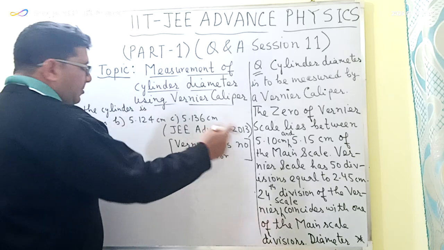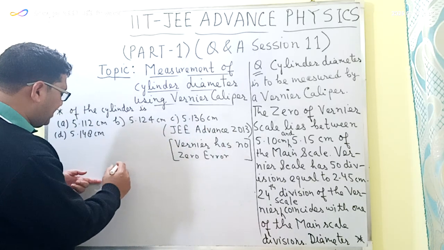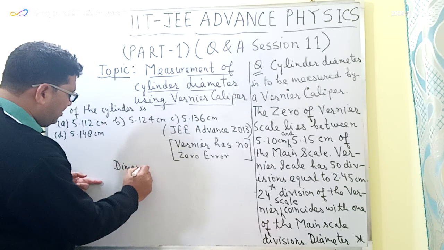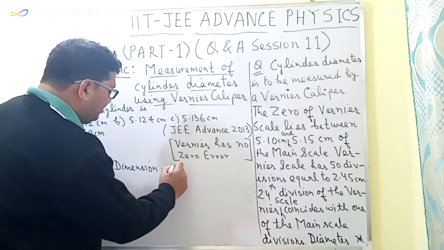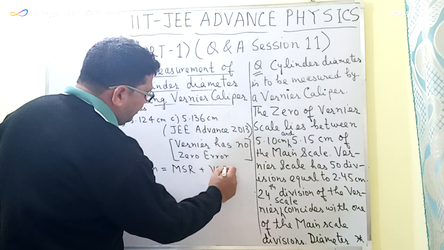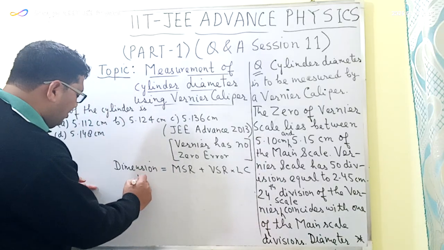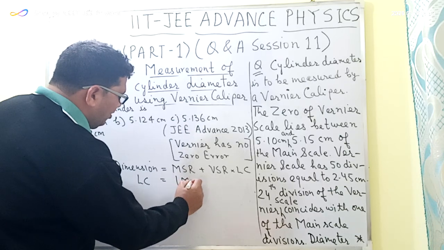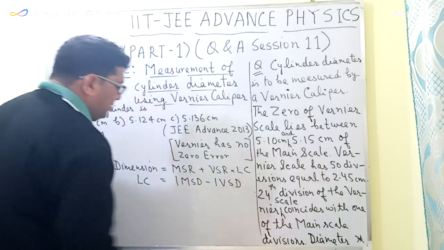Here we will use two formulas. The first one is that the measured dimension using a vernier caliper is equal to the main scale reading plus the coinciding vernier scale reading multiplied by the least count of the instrument. And the least count of the vernier caliper is also equal to the value of one main scale division minus the value of one vernier scale division.